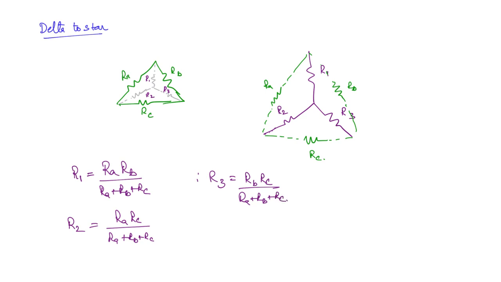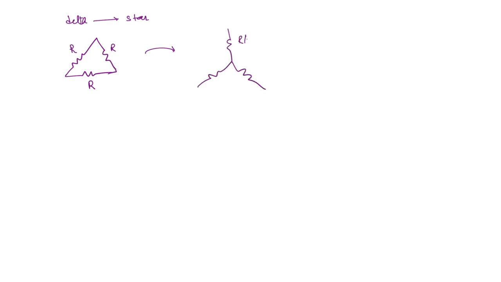So this is the star to delta and delta to star transformation and how to remember it in an easier manner. Now we will see when the resistors are equal, then what will be the result. So let us say we have delta and we want to convert into star and all of the resistors are equal. Then if you use that formula, you are going to get R by 3, R by 3 and R by 3.